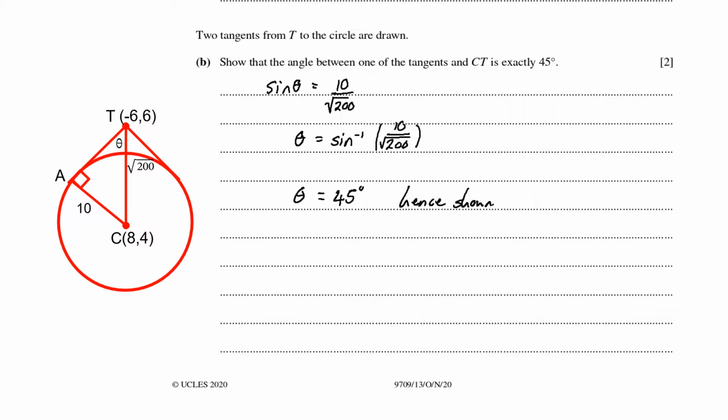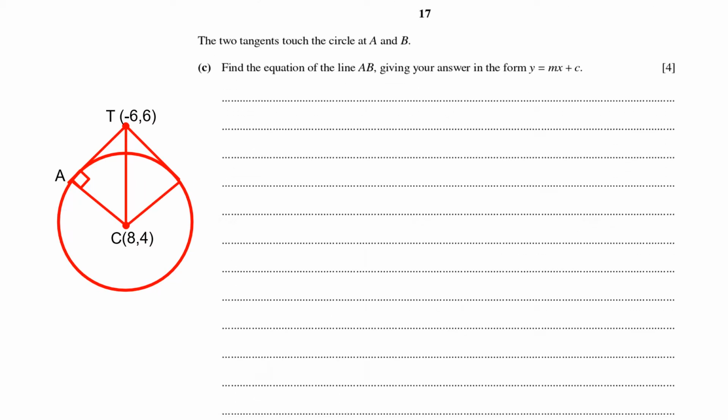Let's move on to part C. The two tangents touch the circle at A and B. So we have A here and B here. Find the equation of the line AB, giving your answer in the form y is equal to mx plus c. Now for the equation of the line AB, we are going to need the gradient of AB and a point on AB. Now let's start with the gradient of AB.